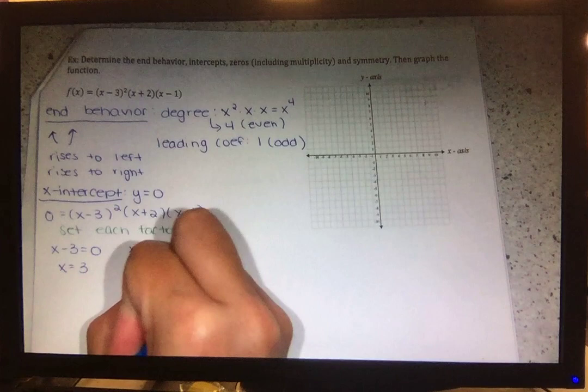And I know at x equals 3, it has a multiplicity of 2, so it touches and turns. So it's going to hit there and then go back up. Bounce. At negative 2, right here, I know it's going to cross, and it's going to go down to this y-intercept. And at 1, it's also going to cross, so it's going to go through there. So let's go ahead and connect these pieces here.